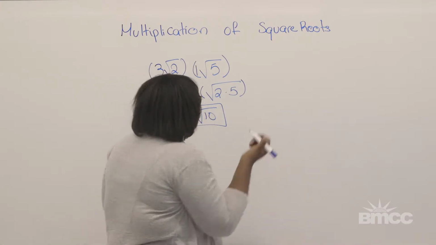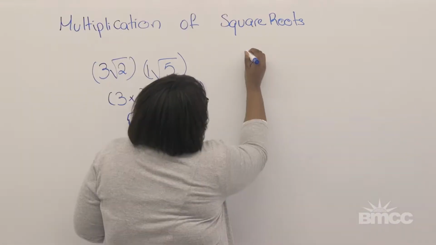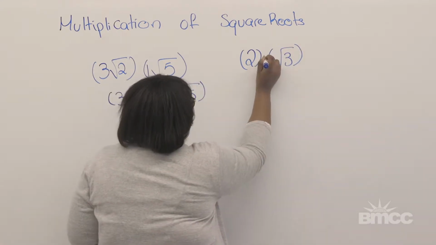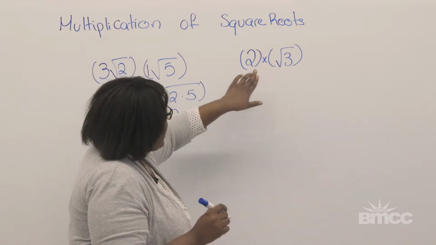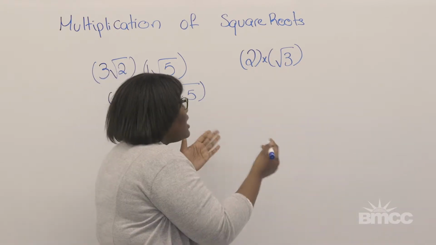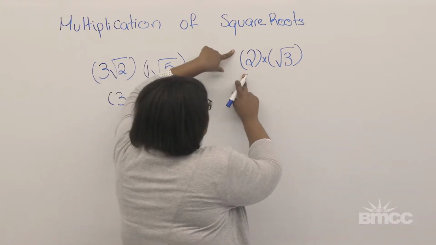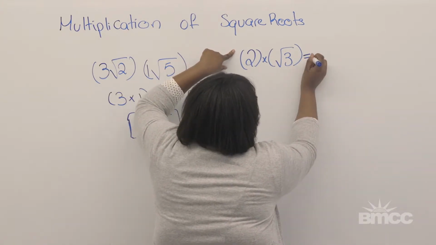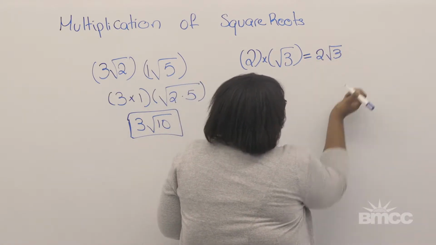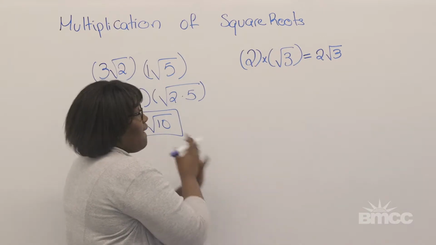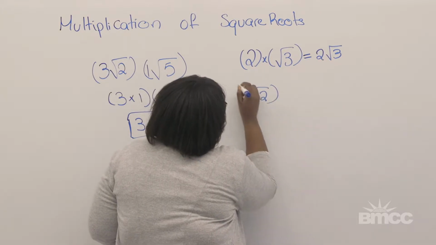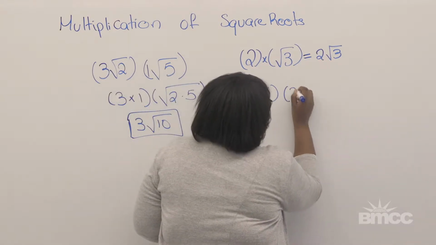Now if we were to have a simpler one, we're going to have 2 times the square root of 3. Let's put the square root sign there. Here, we have 2 times the square root of 3. 2 is not under the radical. 3 is. And because 2 is not under the radical and 3 is, we cannot multiply their numbers. So the final answer for this would just be 2 times the square root of 3. That's the final answer.